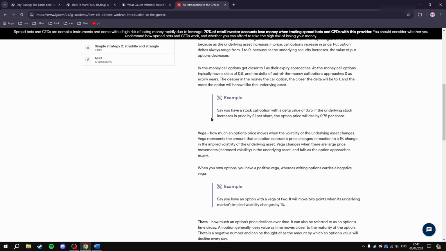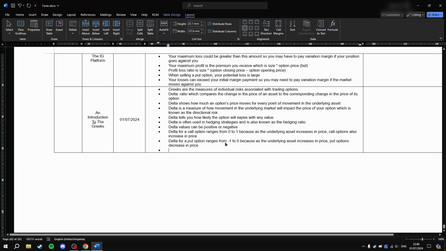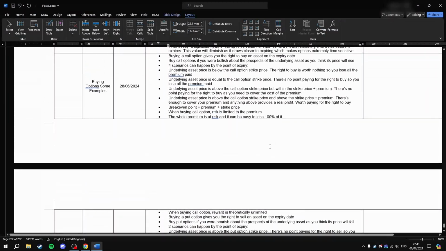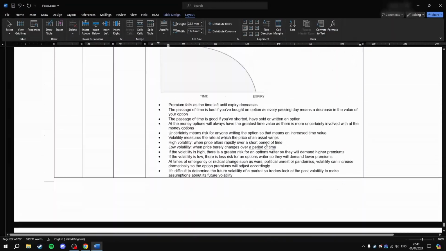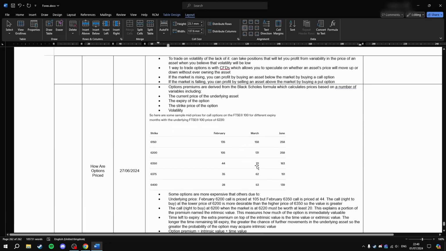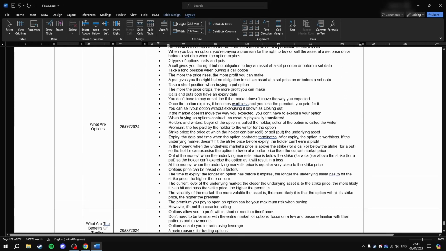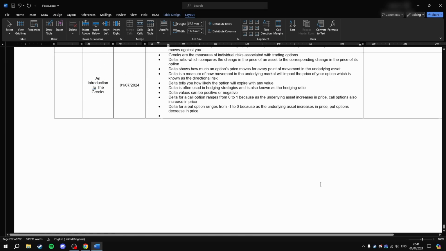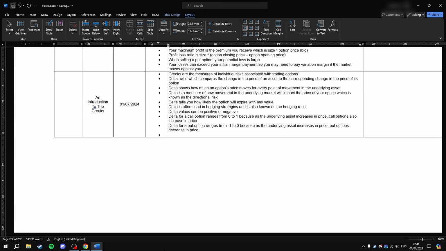So they've got an inversely correlated relationship. So as one goes up, the other goes down, because a put option is hoping that the market price goes down. So if you have a bearish outlook, taking a short position, when buying a put option, the more the price drops, the more profit you can make. So if it goes up, then not good.